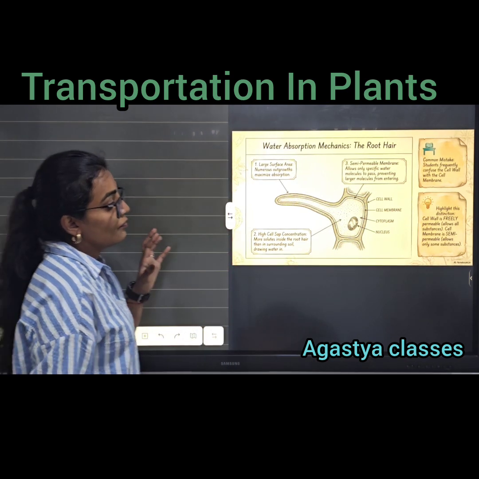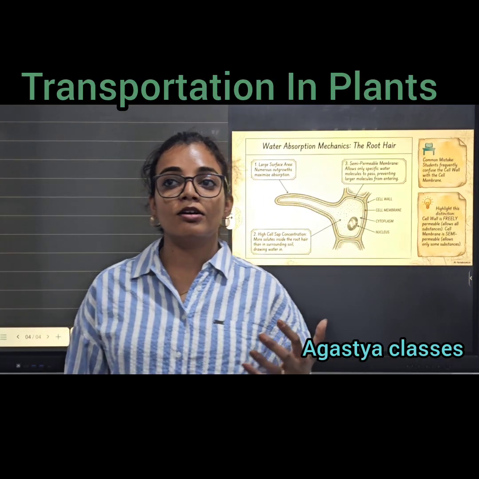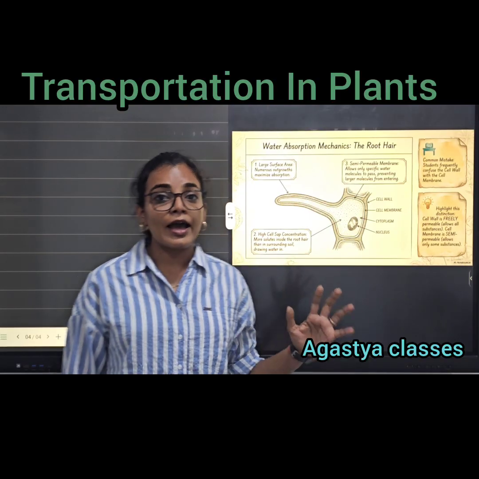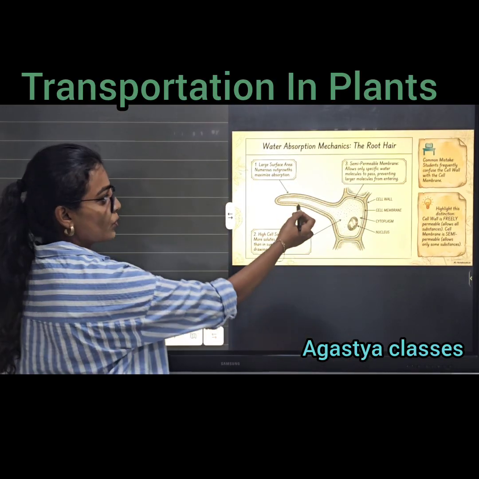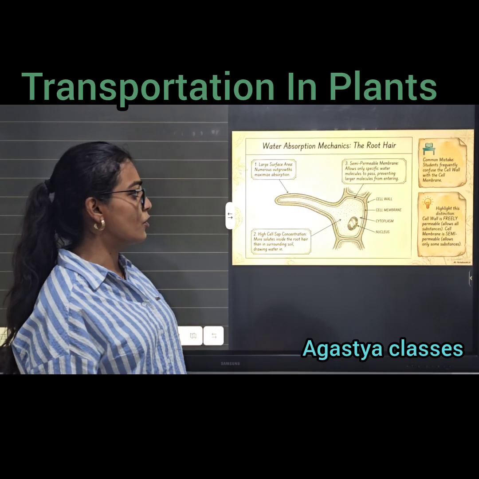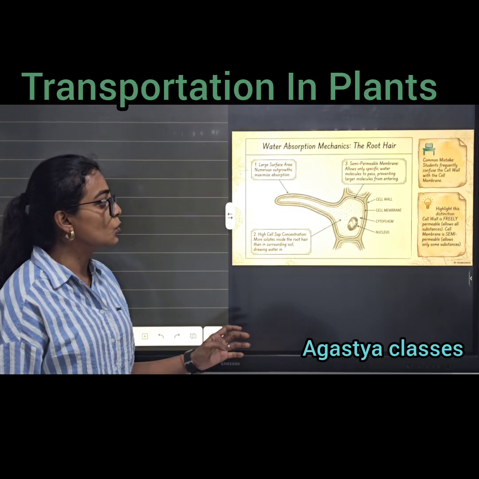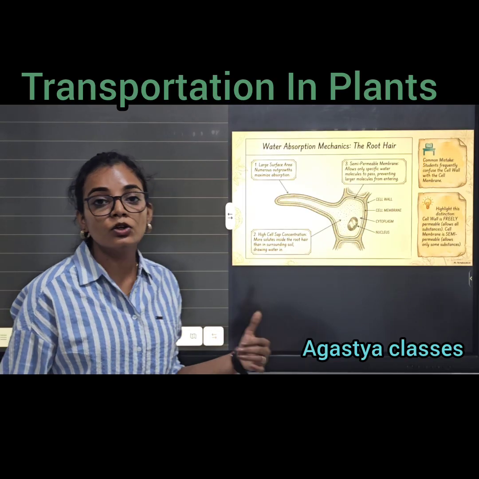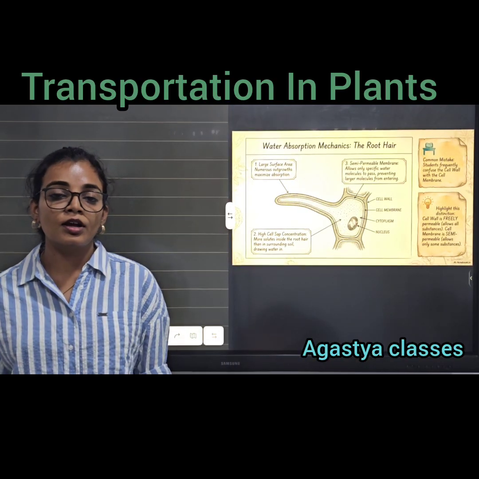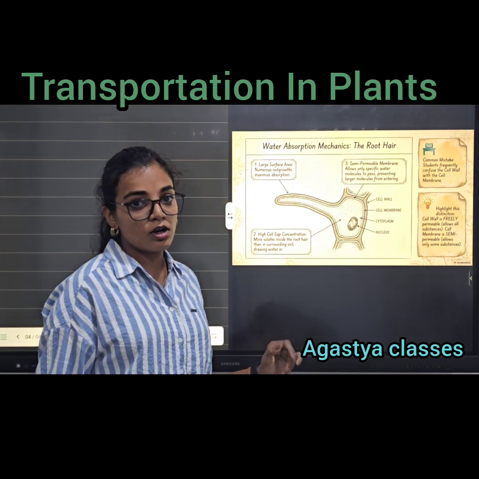Whenever we talk about the plant, we say that plant roots absorb water, but which part of the root actually absorbs water? It is root hair which absorbs water. Root hair helps in absorption of water. What is present in the root hair which helps the root to absorb water more? How does this water actually enter into the roots?